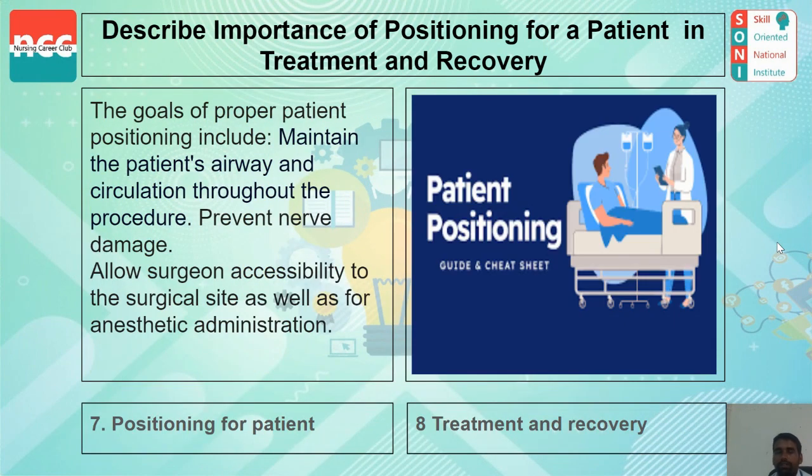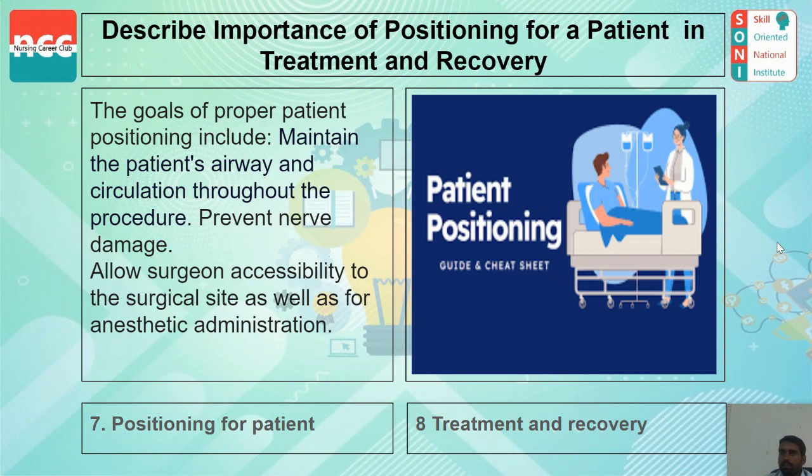Positioning for patient. We have earlier talked about positioning. The goals of proper patient positioning include maintaining the patient's airway and circulation throughout the procedure. A proper positioning is in such a way that a HHA maintains the patient's airway and the blood circulation in the body, and also blood pressure.